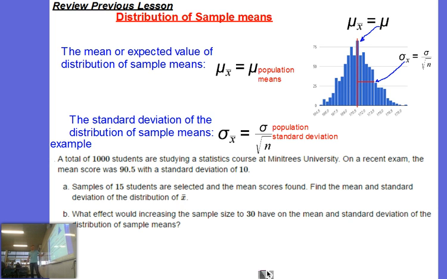So let's try an example. We've got a total of 1,000 students studying a statistics course at this Mini Trees University. Cool, who wants to go there? Alright, so on a recent exam, the mean score was 90.5, and a standard deviation of 10. So at university exams, you get the whole course enrollment sit the one exam at the one time. And usually university courses have like 200, 300, 500 kids. Well, I shouldn't say kids, young adults.